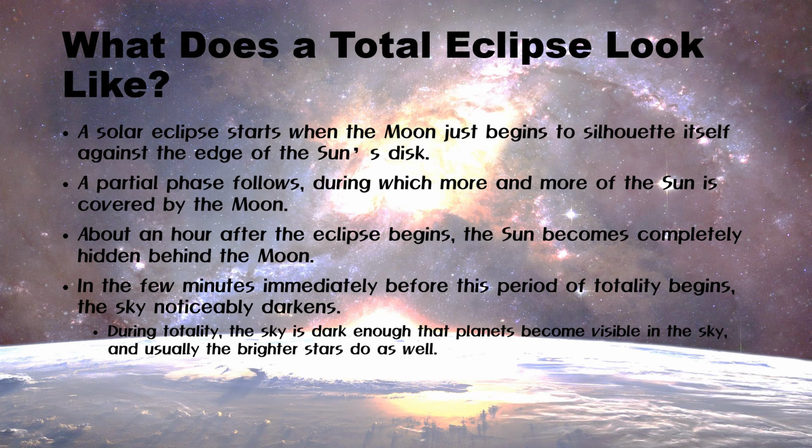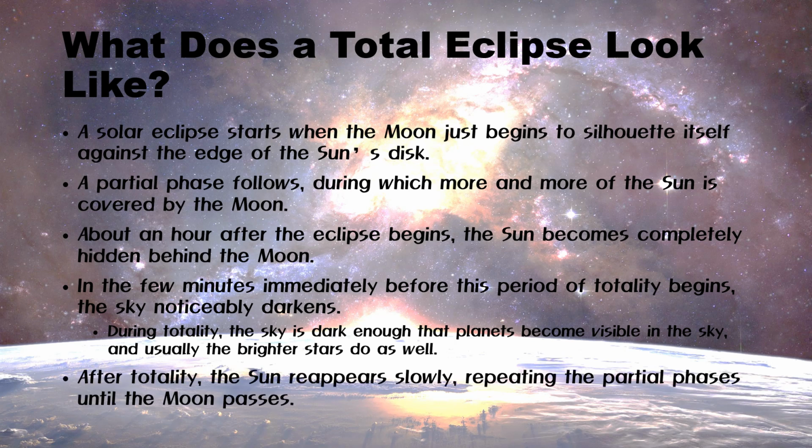Now, during totality, the sky is dark enough that the planets become visible, and usually the brighter stars do as well. After totality, the sun slowly reappears and repeats the partial phases in reverse, until the moon passes the sun.